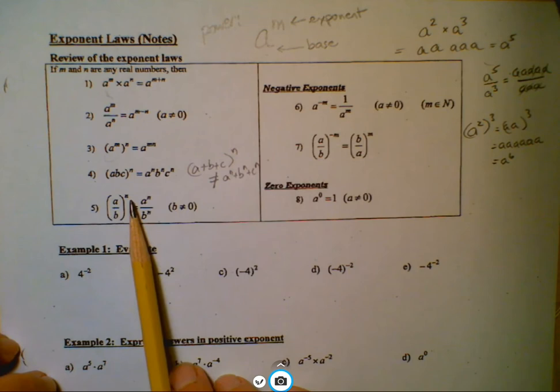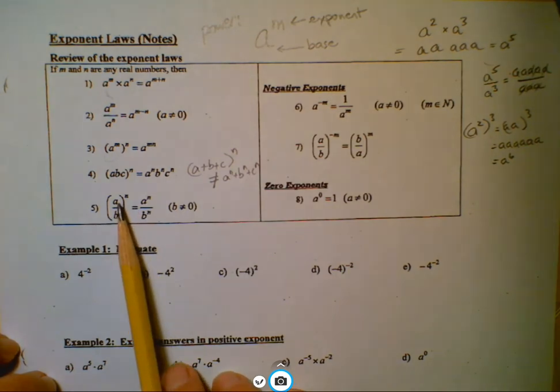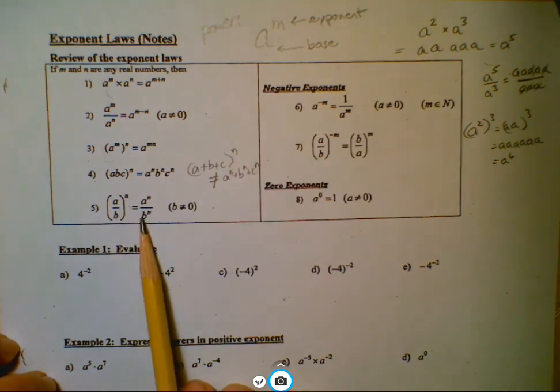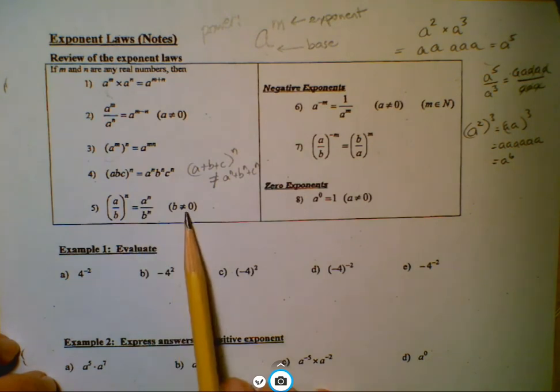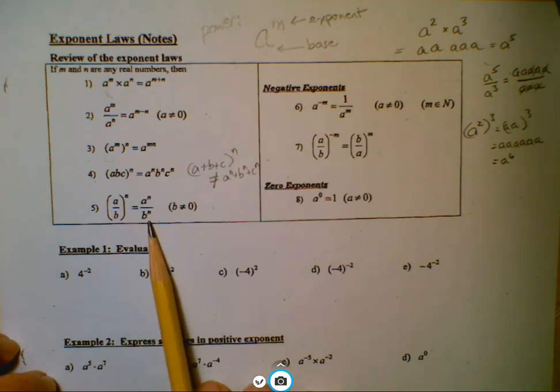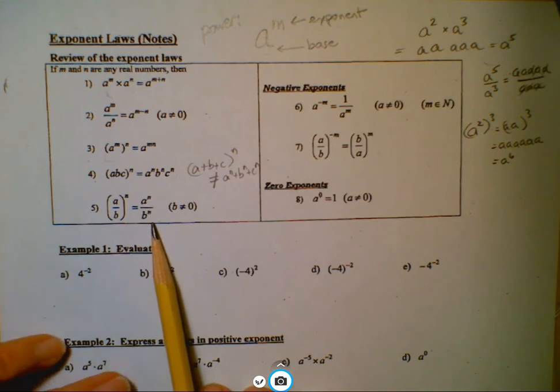And a fraction to the exponent n is just the numerator to the exponent divided by the denominator to the exponent. It tells you here that b cannot equal 0. That's because there's a restriction, right? We cannot have this fraction be undefined.